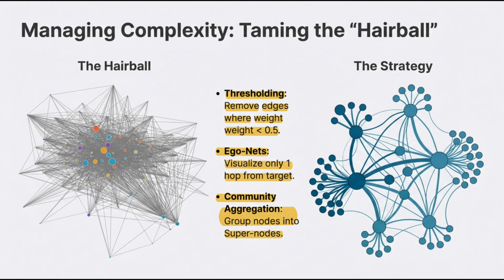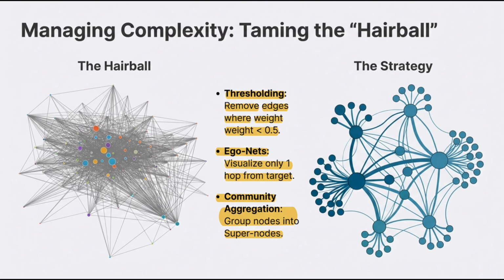At this point, we confront a classic problem in network visualization: the hairball. When a network is very dense, the figure becomes a tangled mass where nothing meaningful is visible. This slide gives 3 strategies for taming that complexity. First, thresholding. Remove weak edges below a chosen cutoff, such as weights under 0.5. That reduces noise and keeps only the stronger relationships.